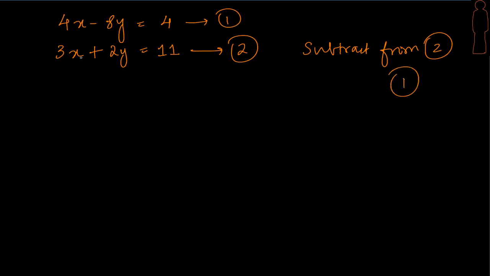But if I simply subtract 3x minus 4x, we are not going to eliminate the x here, so we need to multiply this equation by something. And what am I going to multiply it with? I'm going to multiply that equation by 3 by 4 times 1. So how did we get this 3 by 4? We get this because the 4 is the coefficient of the first equation.